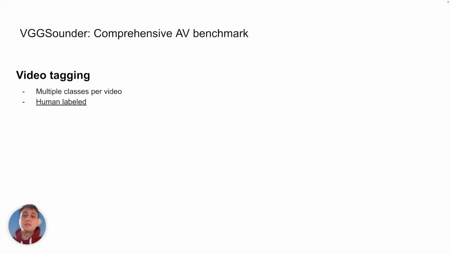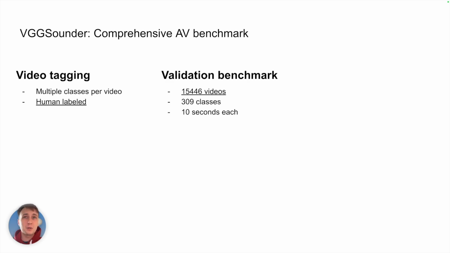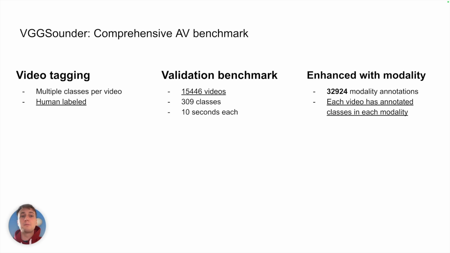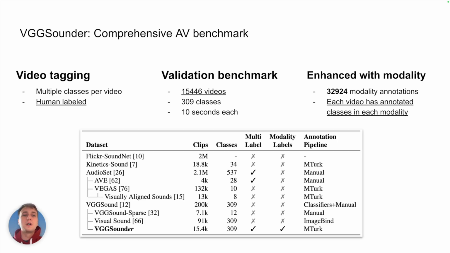And in order to fix this issue, we built VGGSounder, a large-scale video tagging benchmark containing more than 15,000 clips across 309 diverse classes. Each clip is labeled by human annotators for reliability, and crucially, we provide modality-specific tags. So to say, for every class, we state whether the evidence appears in the audio, video, or both. To our knowledge, VGGSounder is one of the first publicly available benchmarks with a complete per-modality annotation for every class.